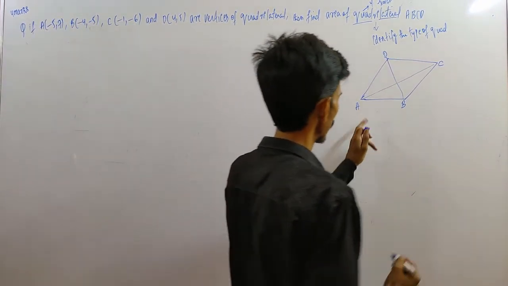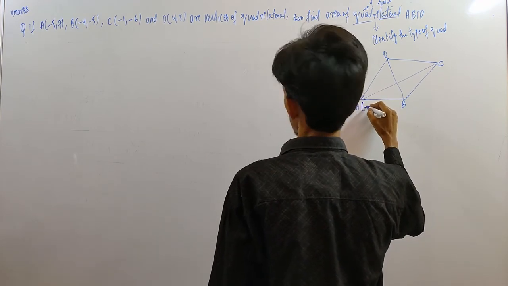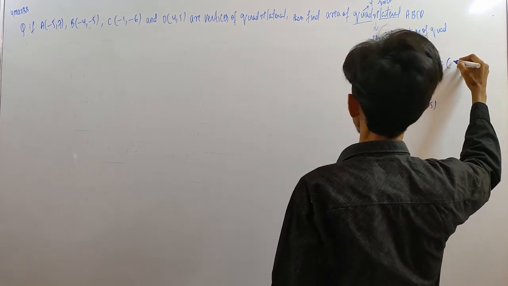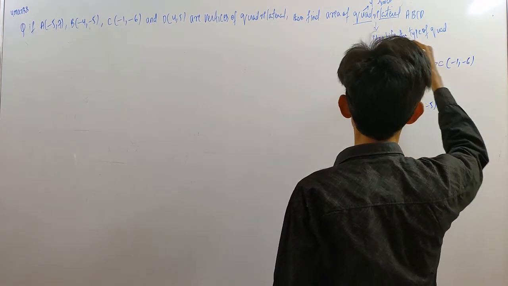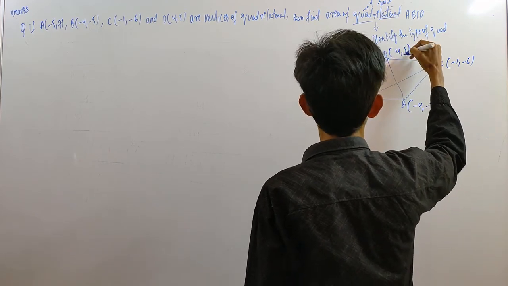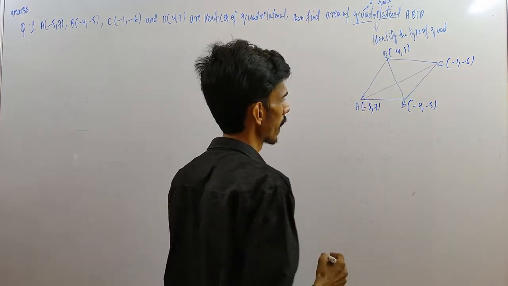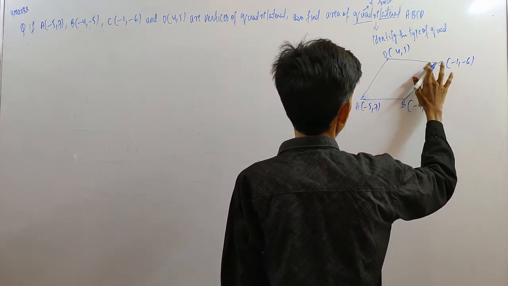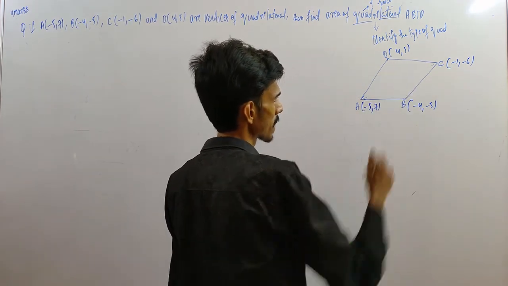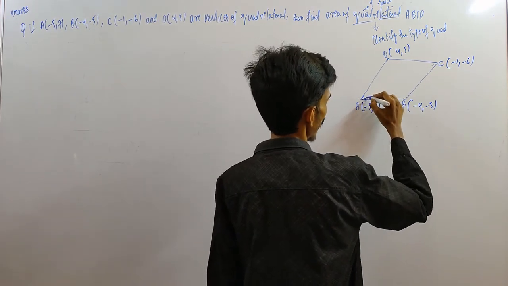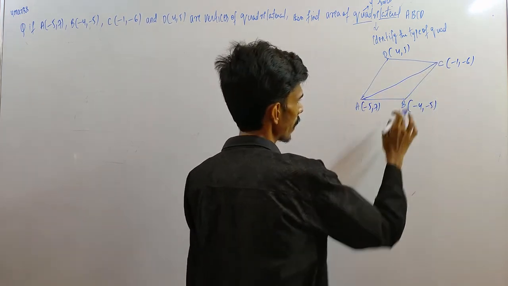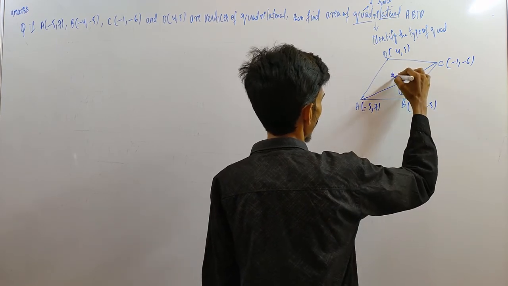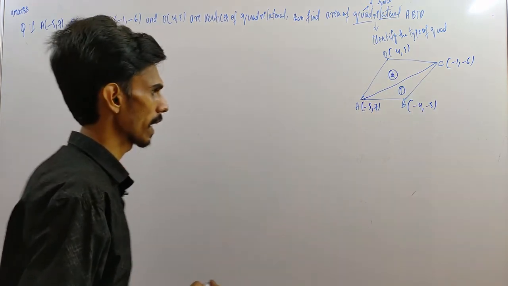Now we have a quadrilateral. A as -5, 7, B as -4, -5, C as -1, -6, we have D as 4, 5. We want the area of this quadrilateral. We want the area inside this quadrilateral. Split this quadrilateral into two triangles. We have first triangle, second triangle. So we have triangle 1, triangle 2. So get area of first triangle.